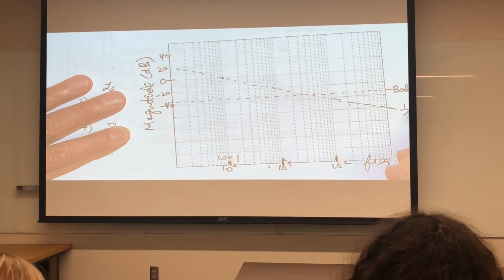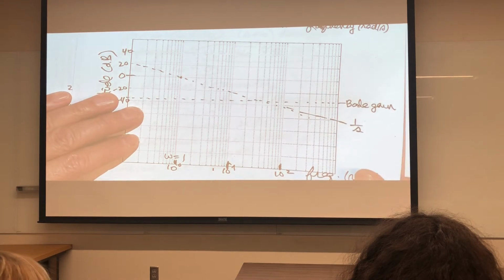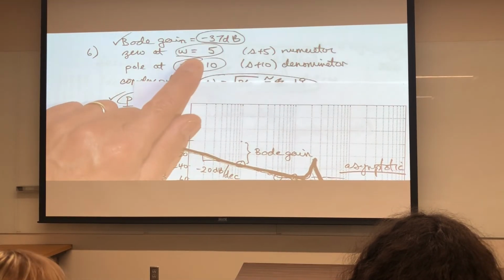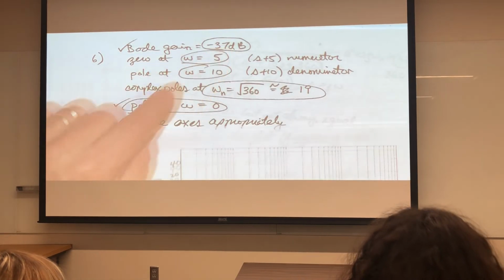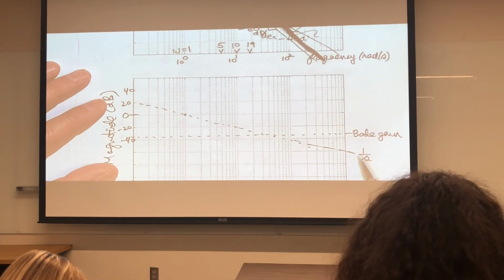This is the 1 over s term. Okay. I have another term which looks like a zero at omega equal to 5. So I got the Bode gain. I got omega equal to 0, and I got omega equal to 5 to do next. So omega equal to 5 looks like this.